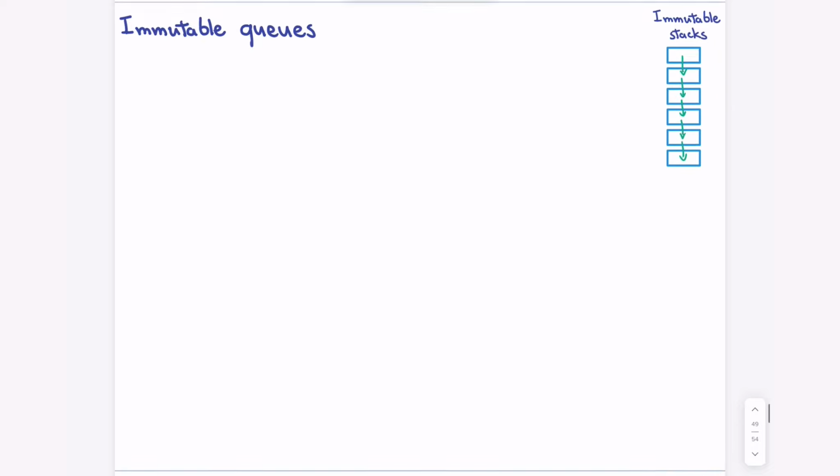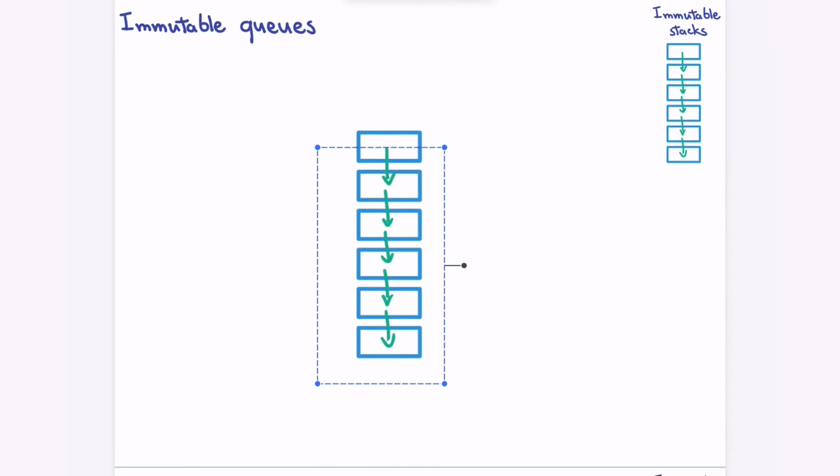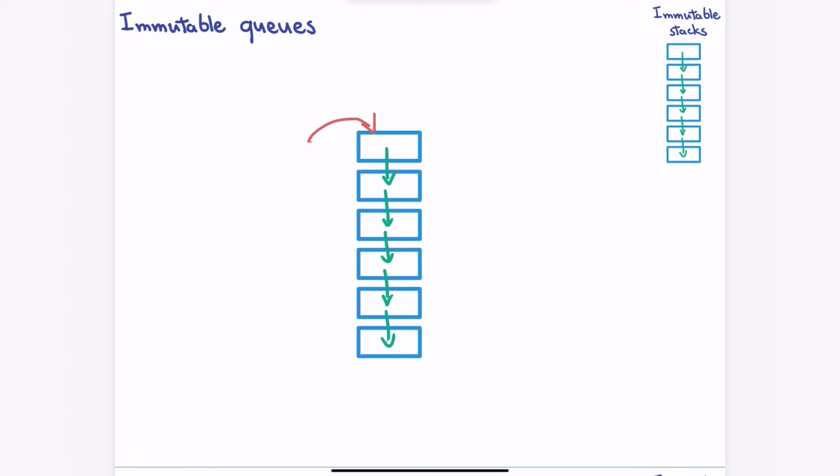Now, how about queues? Two pointers. So here you're saying something like this. You want to have a pointer here and a pointer there. So let's say that you want to remove from the bottom.